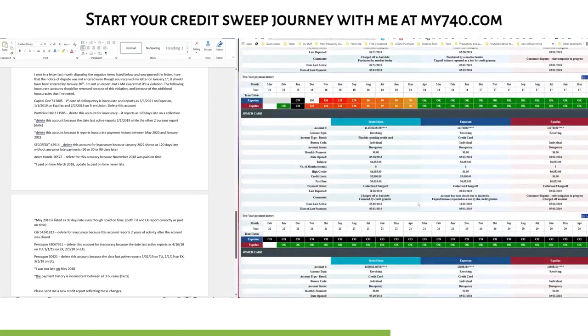Okay, now I'm not going to write this one out, but I am going to point it out. We have a little bit to work with here. We can go after the date last active. We can go after the date last paid. We can go after the fact that this one was not investigated because they didn't update the date last reported. We can go after 2 years of charge off. So payment history, or excuse me, activity after the close date. And that's about it.